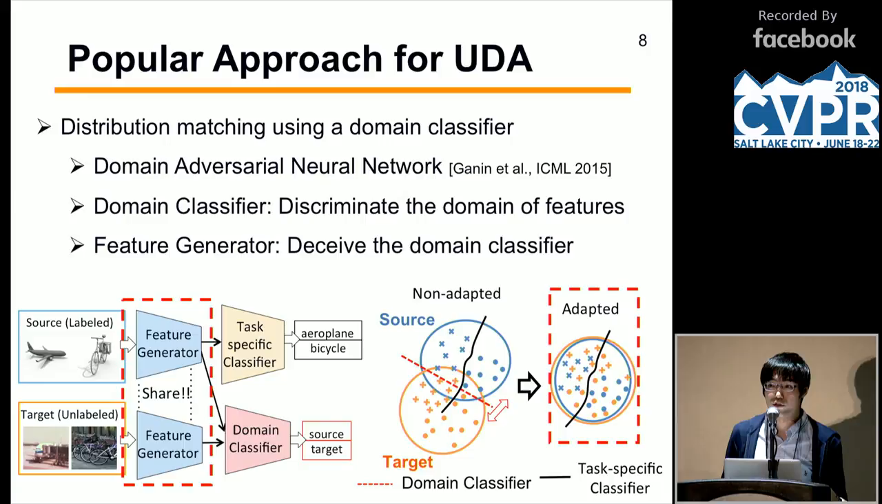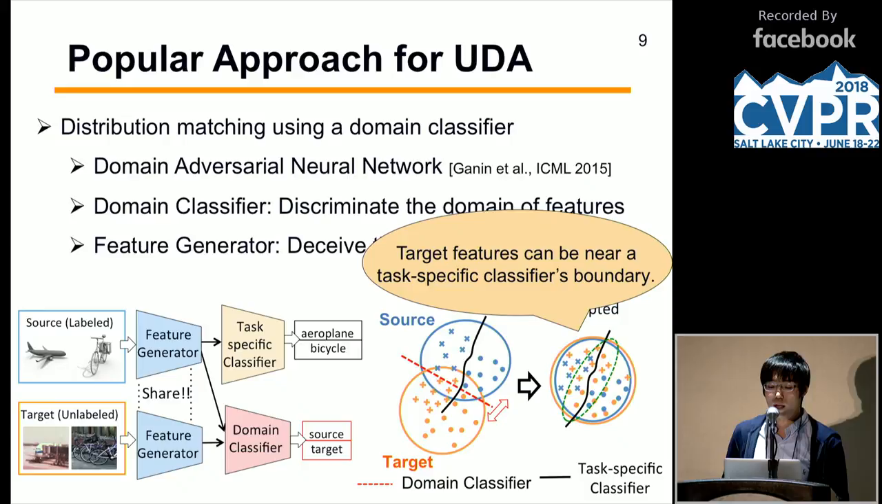But we think that there's one problem in this method. The method doesn't consider the relationship between task-specific classifier and the target features. So to deceive the domain classifier, the feature generator can generate ambiguous target features, which are generated near the decision boundary. But such features are not discriminative ones. So in our work, we propose a method to extract more discriminative features for unsupervised domain adaptation.